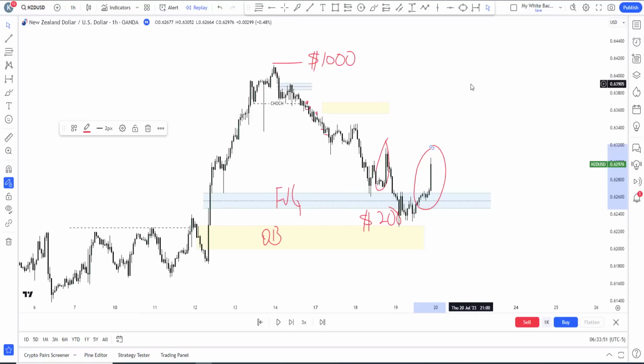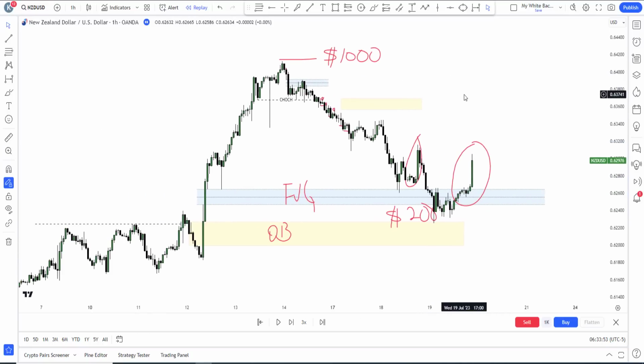Just this one is enough for you guys to have an idea on how to trade, how to look at the market, what happens in the market, guys.